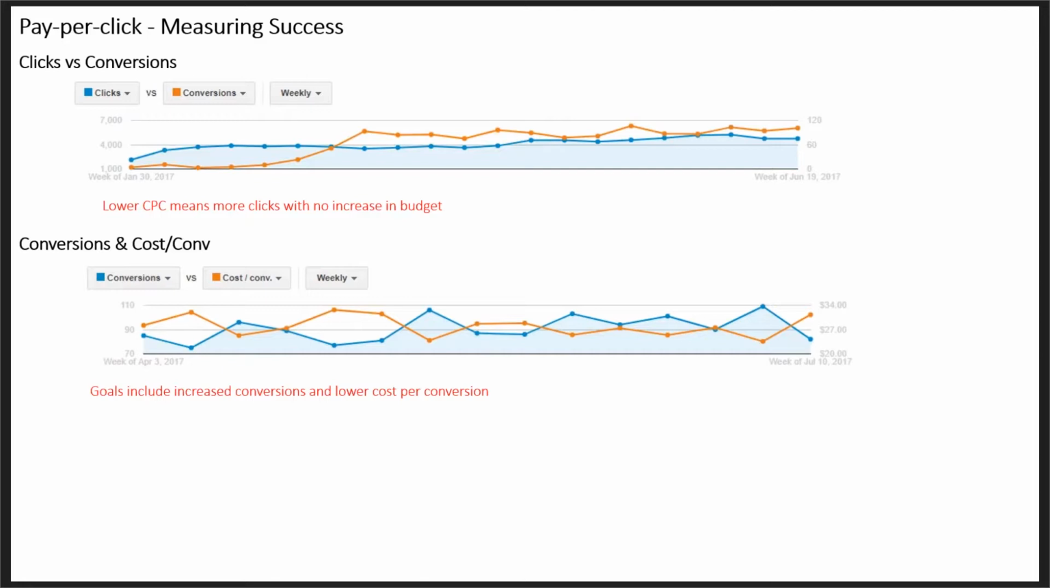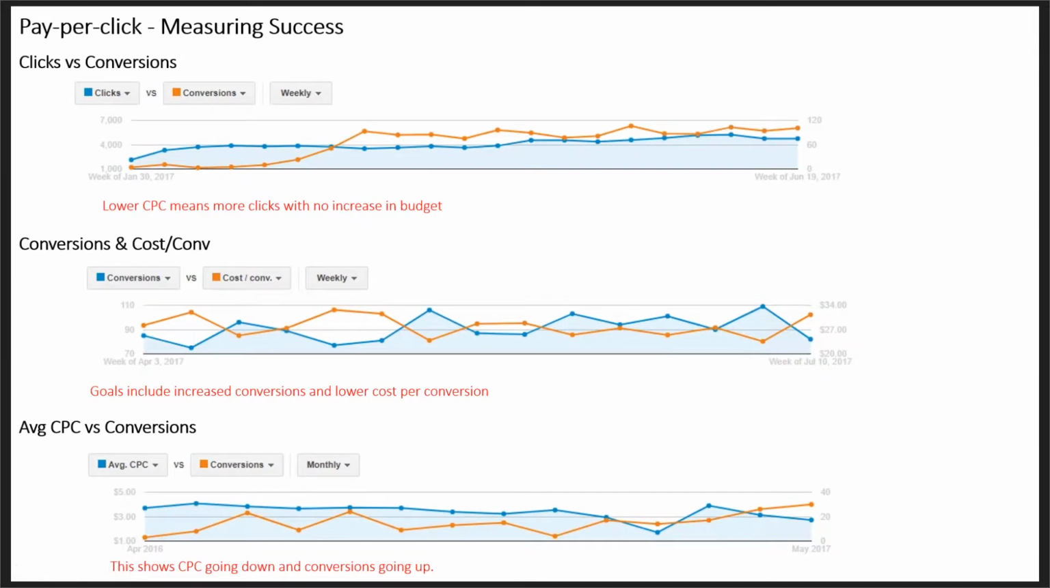The next graph, conversions and cost per conversion, is just another way to look at your metrics and see why you want to make sure that you're keeping only the keywords and ads and landing pages that have a high click-through rate and are also converting. You want your cost per conversion low so you save money, and ideally you would want a conversion from every click. You want to keep conversions high and cost per conversion low.